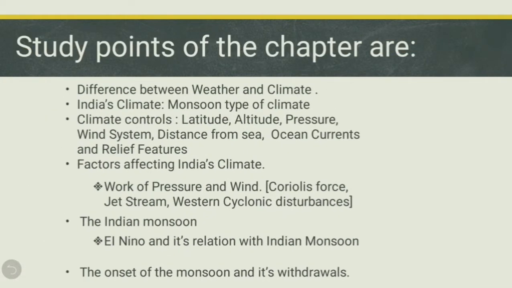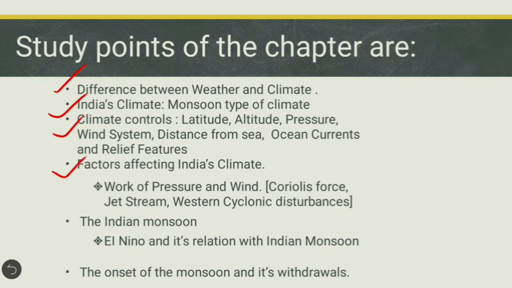Next, what are the study points of the chapter? The study points are: we'll see the difference between weather and climate. This topic we'll cover in this video itself, what is the difference between weather and climate. Are they different or are they the same? Next, what is India's climate? India has a monsoon type of climate. Climate control: what are the factors controlling our climate, like latitude, altitude, pressure, wind system, distance from sea, ocean currents and relief features. All these things we'll cover.